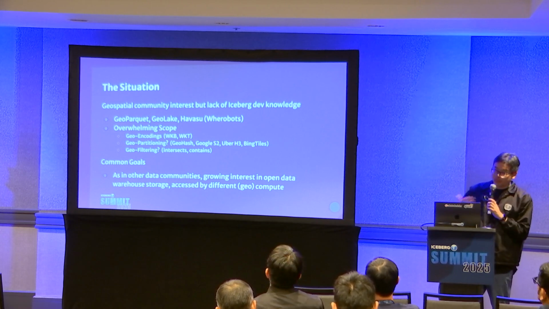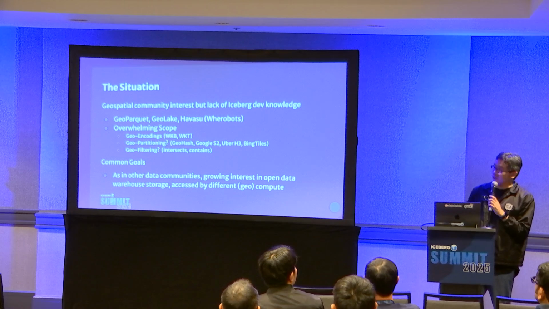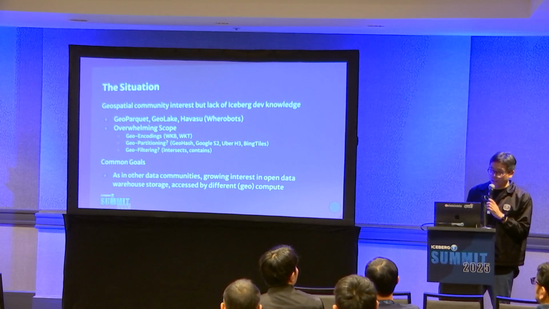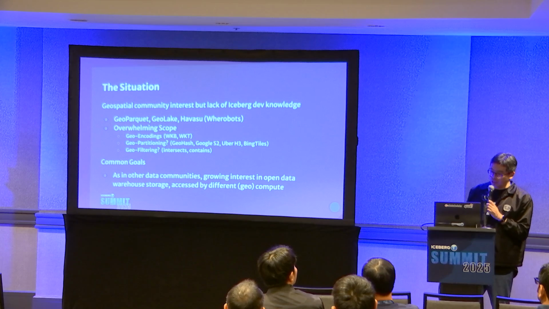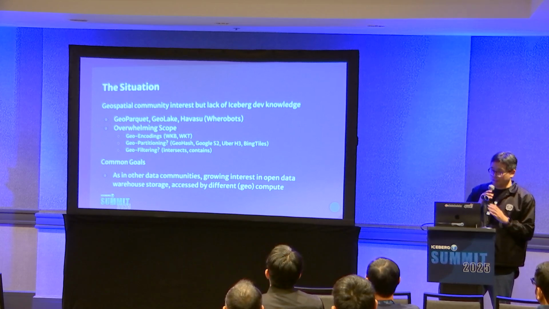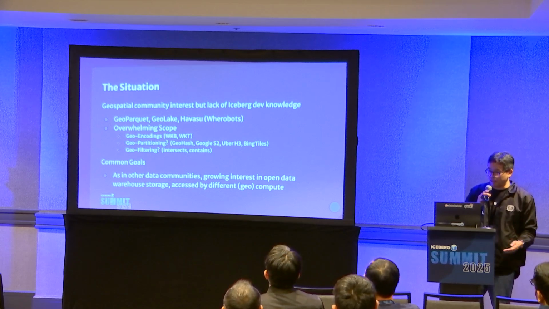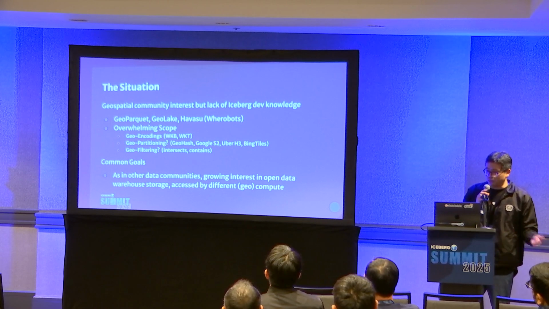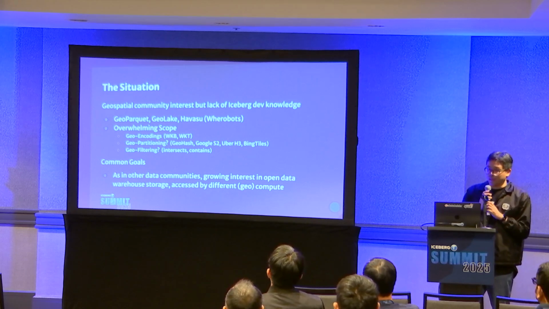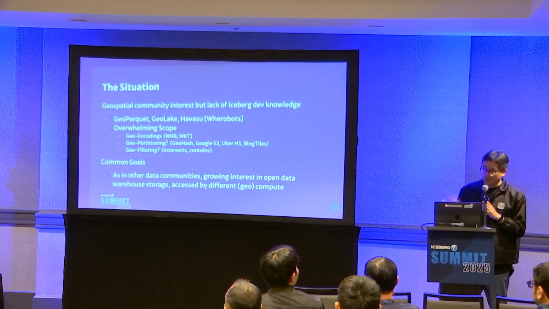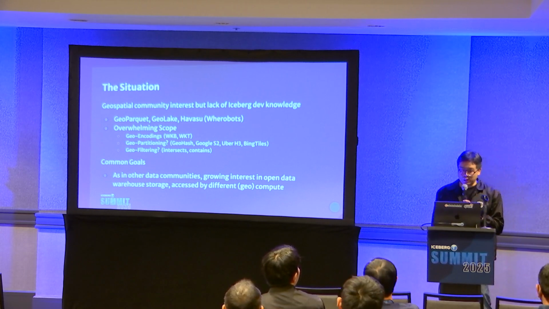For example, we definitely saw on the Iceberg mailing list people from GeoParquet, GeoLake, Havasu talking about it, but at the time I had no idea what these projects were doing. They were also talking about very technical things: WKB, WKT, different partitioning strategies, Google S2, Uber H3, Microsoft Bing Tiles, geofiltering. It was just kind of overwhelming, and I think we didn't have the confidence to say we can do a good job adding geo to Iceberg.